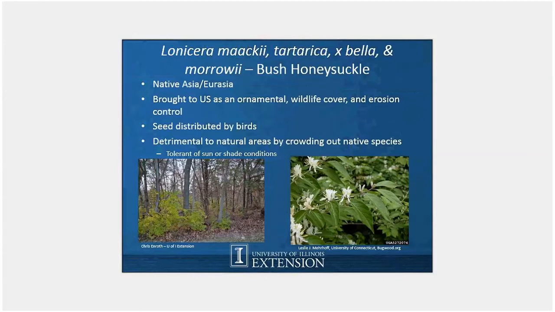This first cluster of plants is Lonicera maackii, tatarica, xylosteum, and morrowii. These are bush honeysuckles, native to Asia and Eurasia. When we brought them here as ornamentals, we thought they would be great for wildlife and great for erosion control, and yes, some of those features they were good for. The seed is very readily distributed by birds. But this plant really crowds out native species, and one of the reasons it's so good at that is that it's very tolerant of sun and shade conditions, so it's able to choke out those native plants because it takes up space and competes.